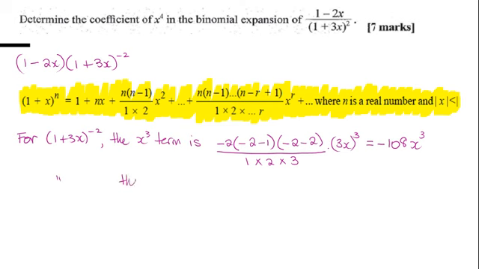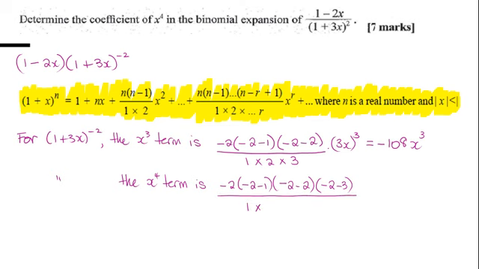And then for the x to the fourth term, again following the pattern, n times n minus 1, n minus 2, n minus 3 over 4 factorial, or in other words 1 times 2 times 3 times 4, times the 3x raised to the fourth power. Good.